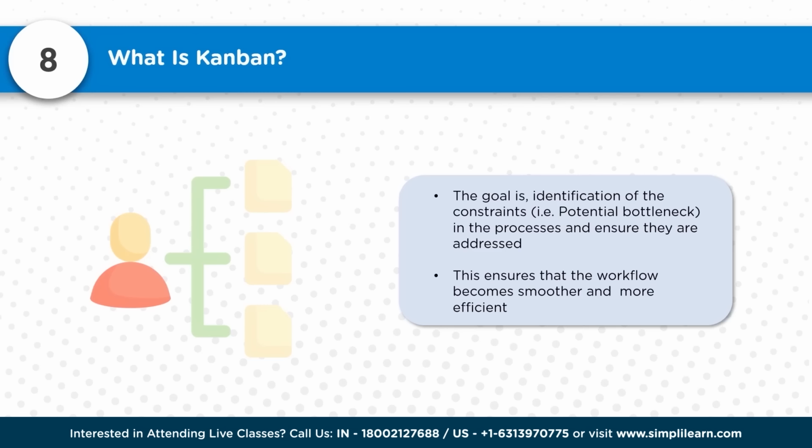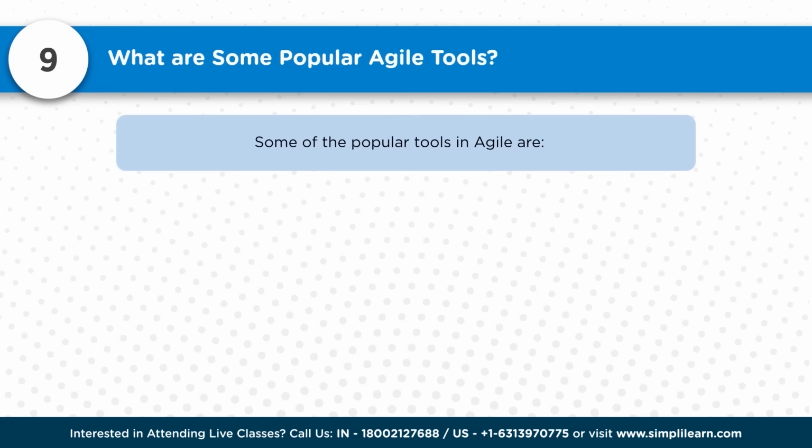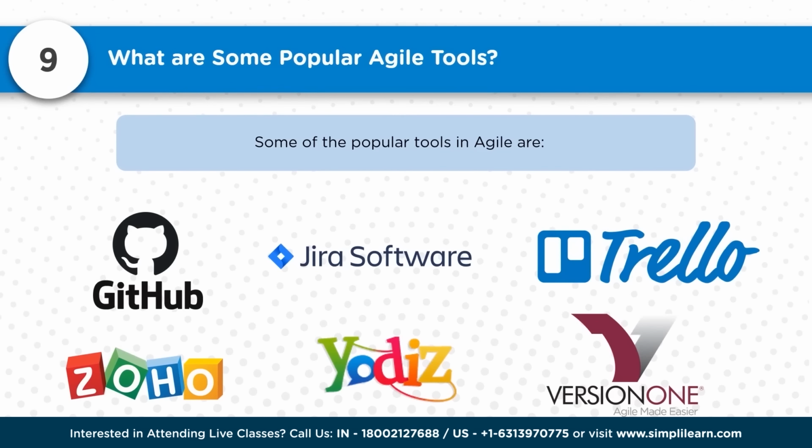I think I mentioned the reasons. Question number 9. What are some popular agile tools? Some of the tools which we keep hearing today, whenever people say we do agile, are listed here, like GitHub, Jira Software, Trello, Zoho, and Version One, and many more. Before we choose a tool, it is very important for anyone to understand what they require first and what tool can help them accomplish it.